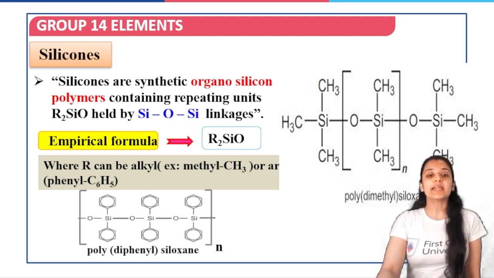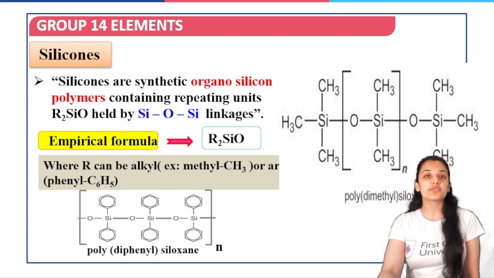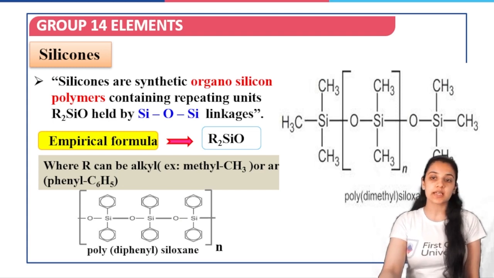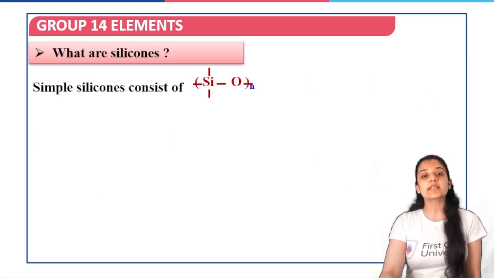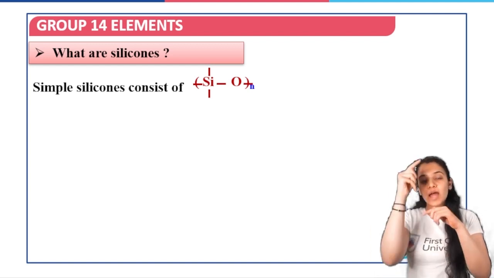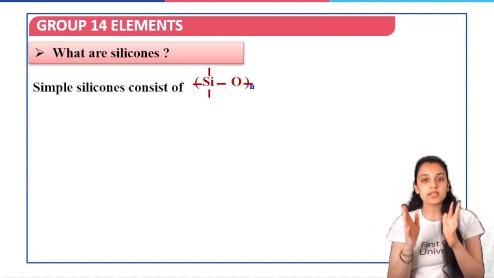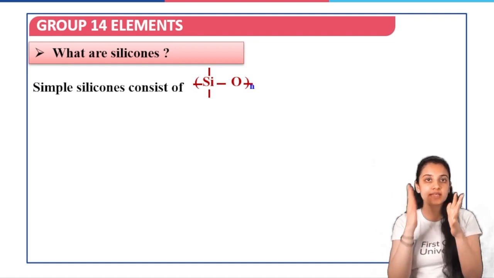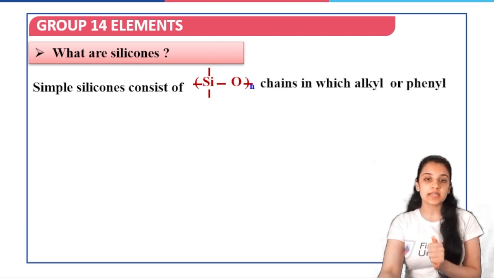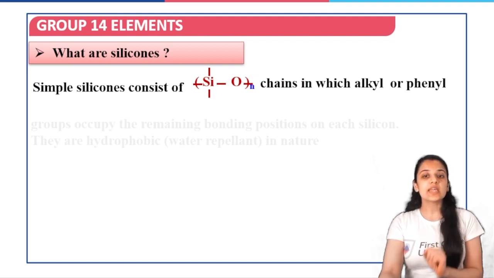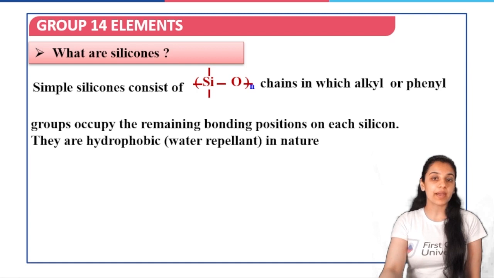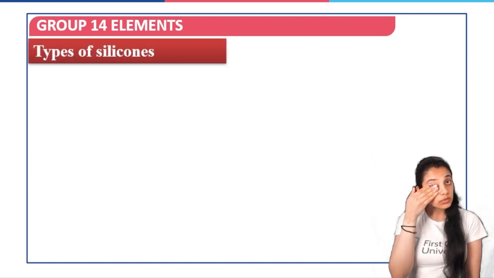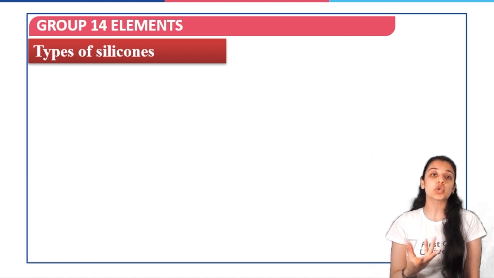Similarly, you can also have polydiphenyl siloxane where you will have, instead of methyl groups, phenyl groups attached to each silicon, two phenyl groups attached to each silicon atom. So silicones are simple: they consist of SiO and two R groups attached to each silicon unit. Okay, the monomer is SiO with two R groups attached to silicon. These are the chains in which the alkyl or phenyl groups are occupying the remaining bonding positions on each silicon. They are hydrophobic, that is water repellent in nature. Okay, they are going to be insoluble in water.